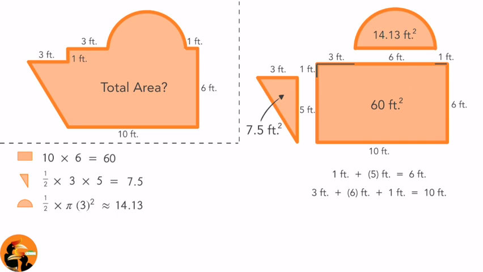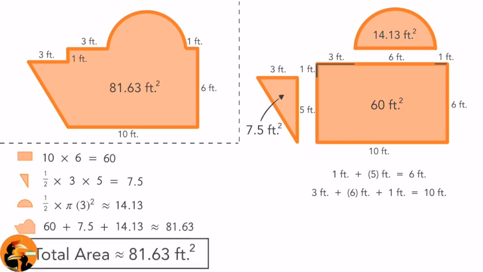Now, to find the total area, let's add all these areas together. We have 60 plus 7.5 plus 14.13 equals 81.63. So our total area is approximately 81.63 square feet.